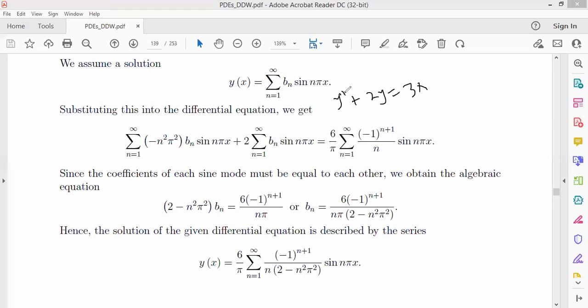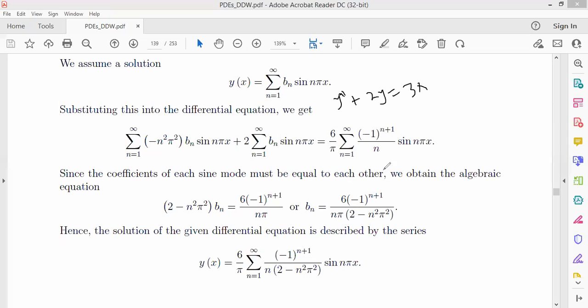So if you substitute into this, this is the equation we have. Our y is this, differentiated twice gives that, once gives this. The right-hand side of f(x) is that summation there. What remains is a simplification.